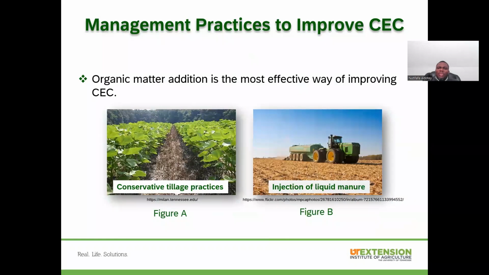There are several ways to improve cation exchange capacity. Usually, organic matter addition is one of the most effective ways. This can be achieved through conservation tillage practices like no-till. It's been documented that no-till has increased soil organic matter content by up to 2% over 30 years. Also, injecting liquid manure and the use of poultry litter can improve the cation exchange capacity, because the negative charges on the colloidal surfaces can come from clay minerals as well as soil organic matter. So anything that improves soil organic matter content would also increase cation exchange capacity.